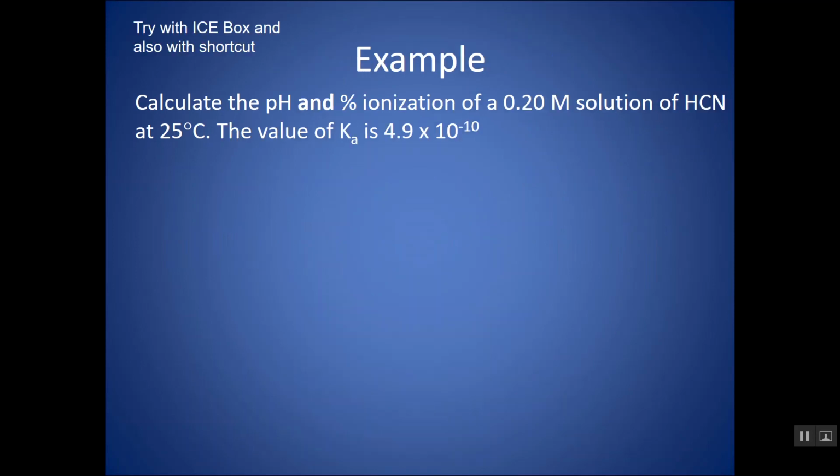And let's look at another example, and I'll show you again how this works out in the answers. But I want you to take a moment, maybe pause the video, and try doing this example both with an ice box and also with a shortcut. And when you're doing the ice box, see, can you use that assumption, that 5% rule?